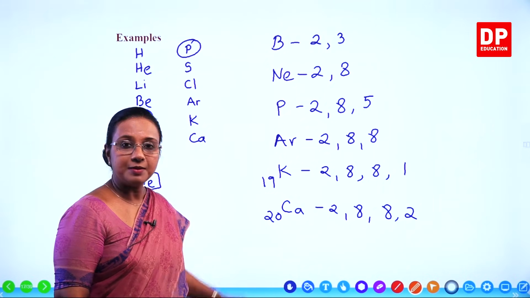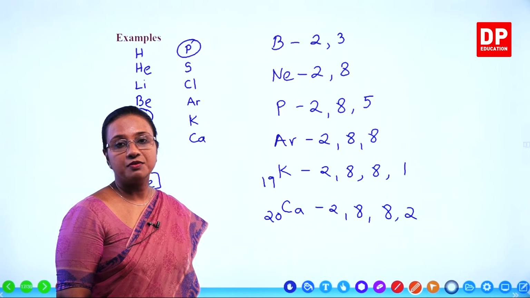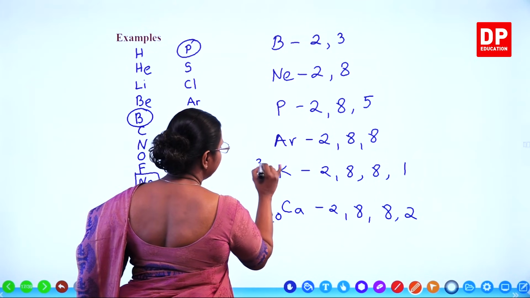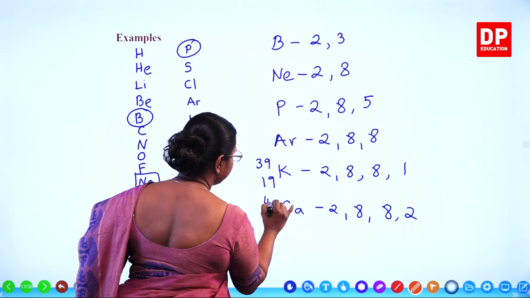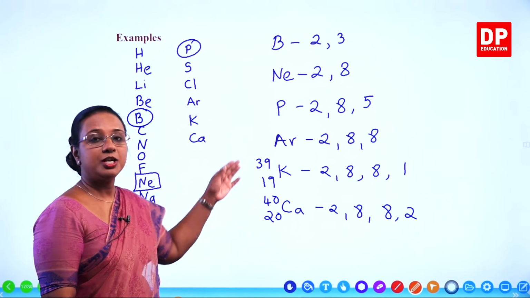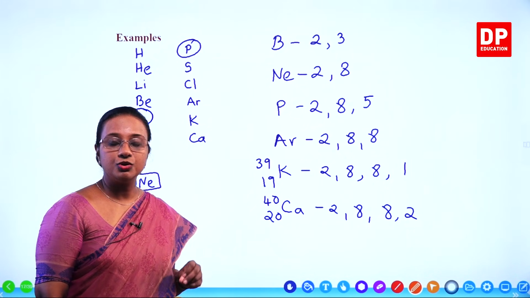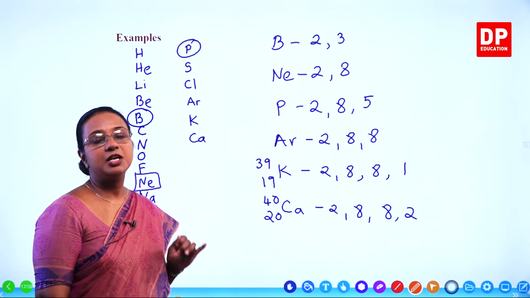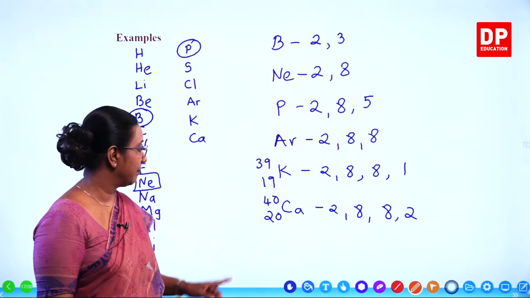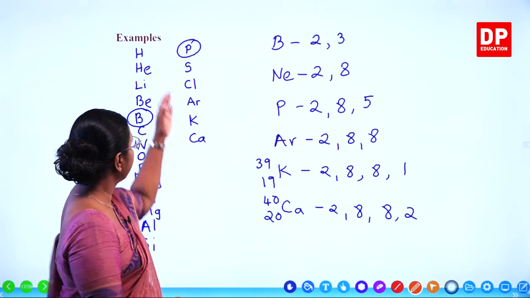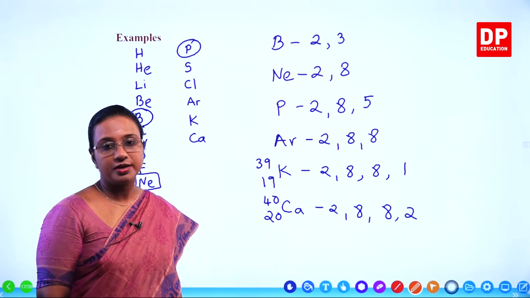So these are some examples of electronic configurations. To complete the symbol, I will write the mass numbers as well, but you don't need to memorize mass numbers. You should know to do the calculation, but you don't have to memorize them. You have to remember the atomic numbers and the order.